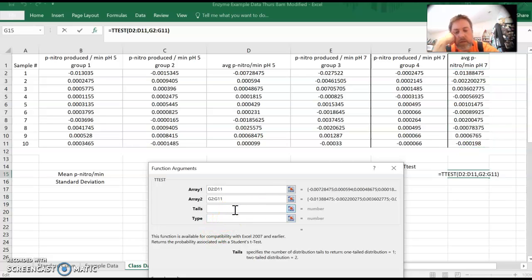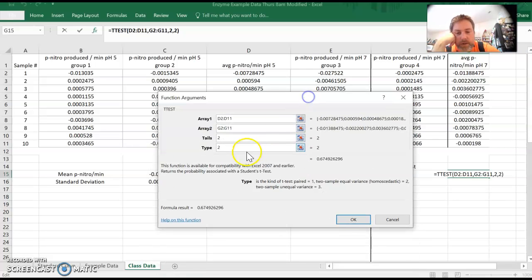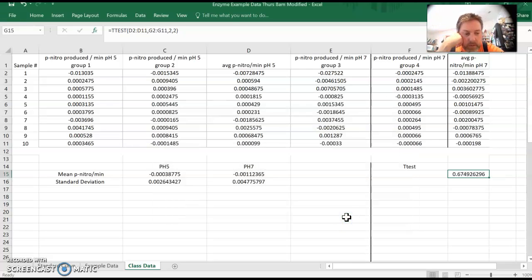Tails, we're going to go with two-tailed distribution. Right? We're going to assume it's on that classic bell curve. And then we're also going to assume that they have equal variance. So we're going to go with 2 as far as the type. Now, if you're not sure about that, generally 3 is the way to go. So when in doubt, use number 3, but we're going to go ahead with number 2. And so that tells us 0.674.